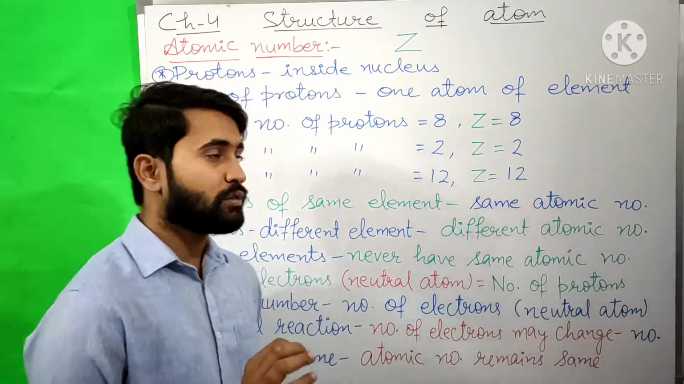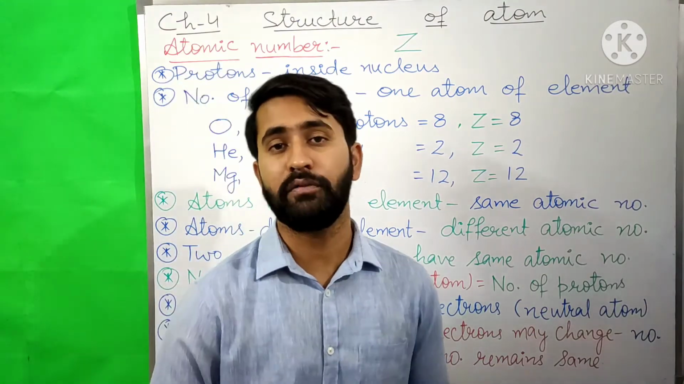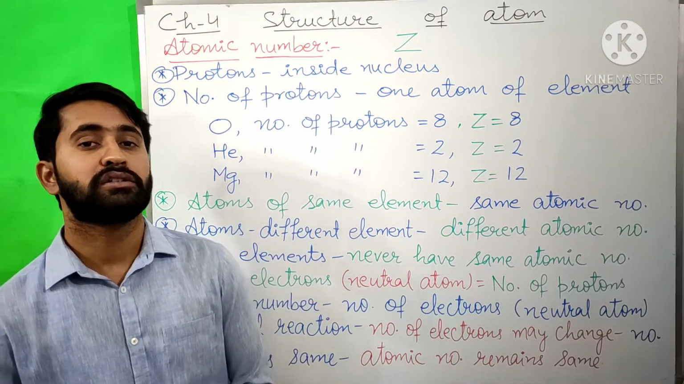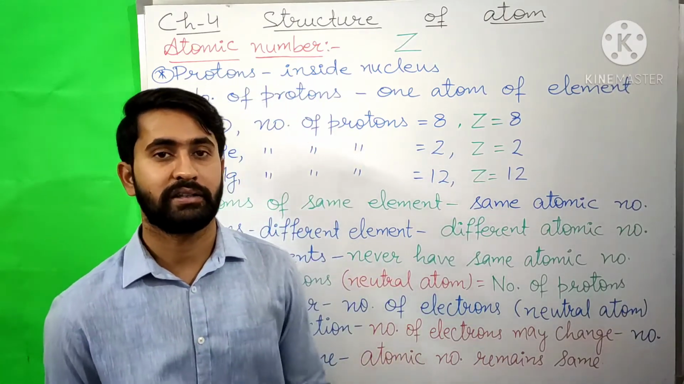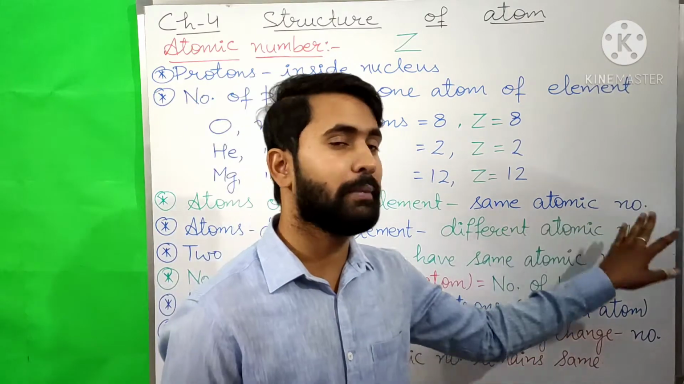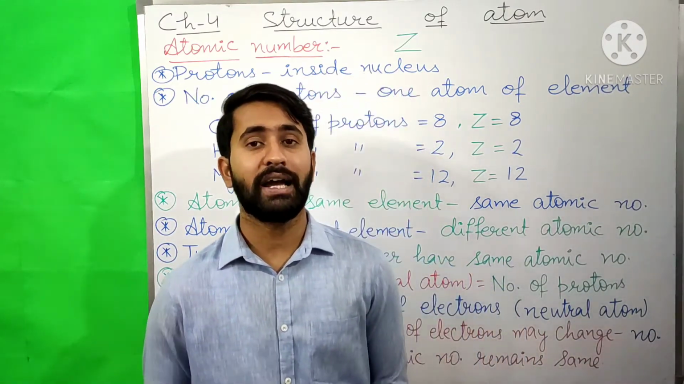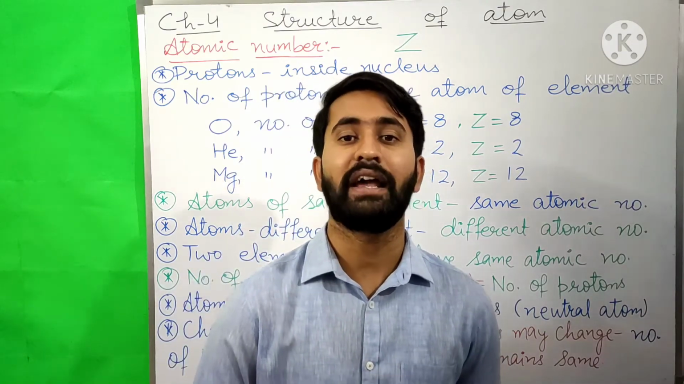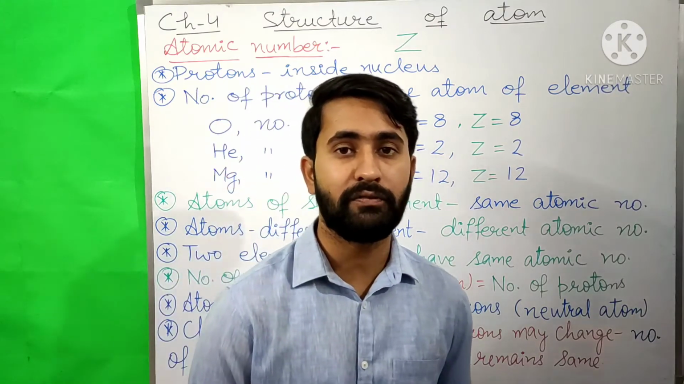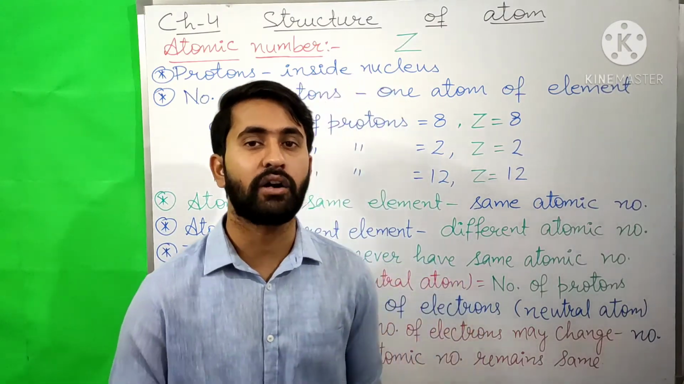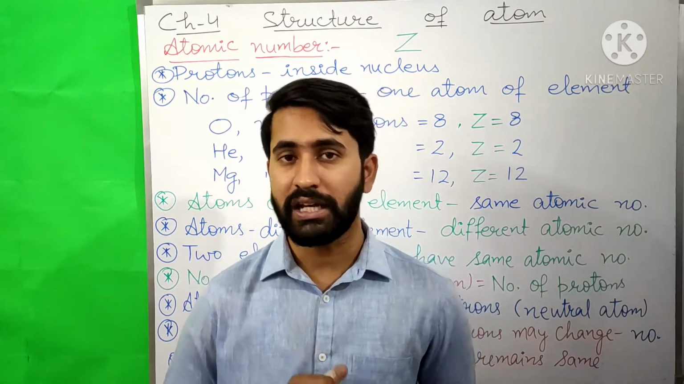All the atoms of the same element are having the same number of protons inside them. So that's why the atoms of the same element are having the same atomic number. For example, if we take nitrogen, all the atoms of nitrogen are having 7 protons in it. So the atomic number for nitrogen is 7, or we can say for nitrogen, Z equals 7.